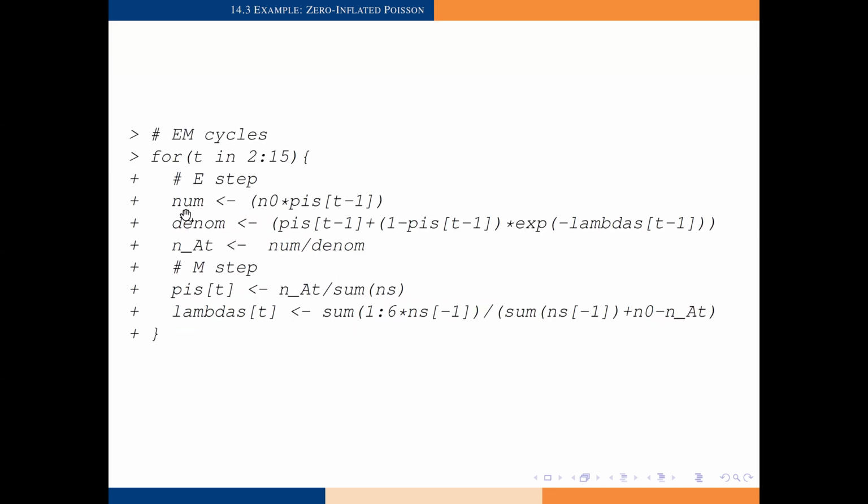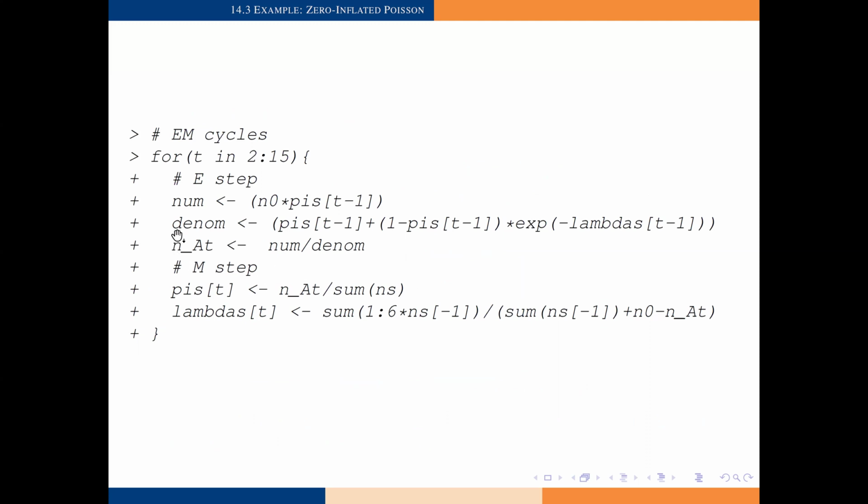So that thing we just saw earlier, we can compute the numerator and the denominator separately and take the ratio between them. That's essentially our NA old. It's going to be a number that tells you an expectation: how many people do we think come from the never drinker class, given the current parameter estimates?